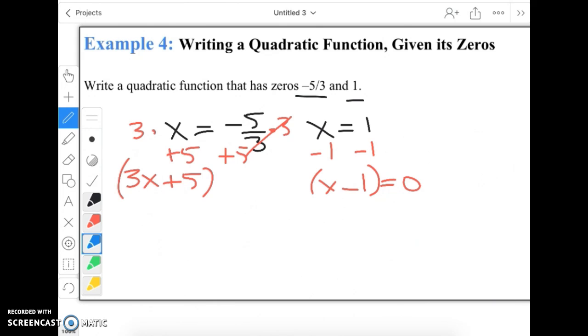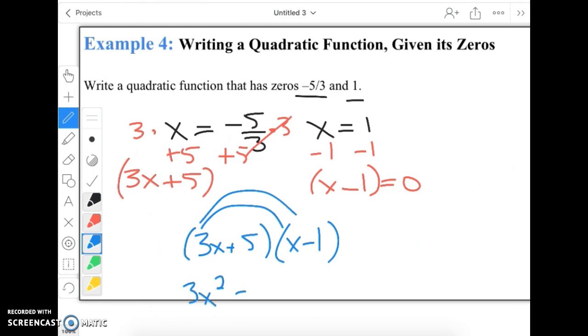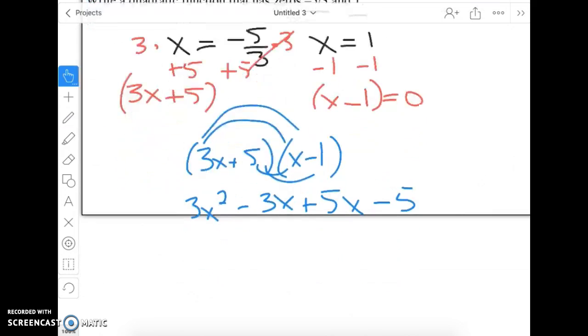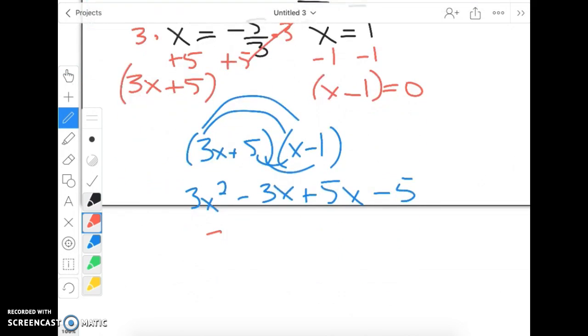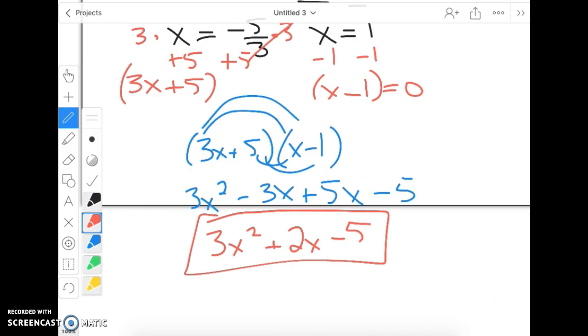So what I'm going to do with these two things is I'm going to FOIL them out. If I FOIL them out, that'll give me a quadratic function that would have those two zeros. So we have 3x plus 5, and we have x minus 1. So that'll give me 3x squared, negative 3x, positive 5x, and negative 5. Simplify, that will give us 3x squared plus 2x minus 5. So this will be your quadratic function then.